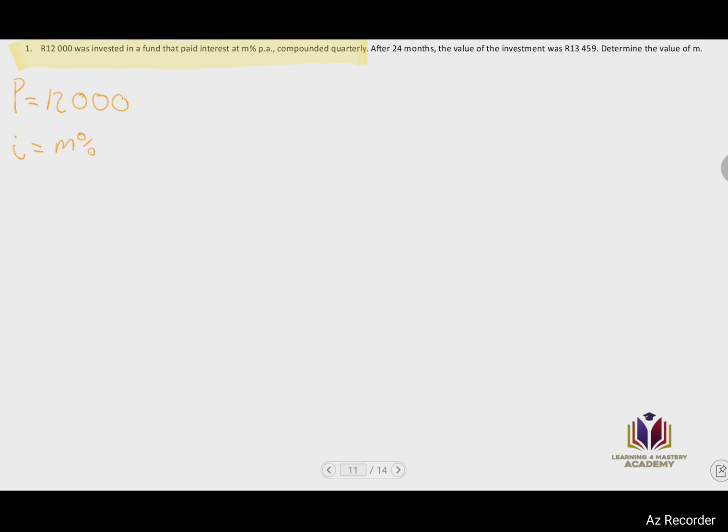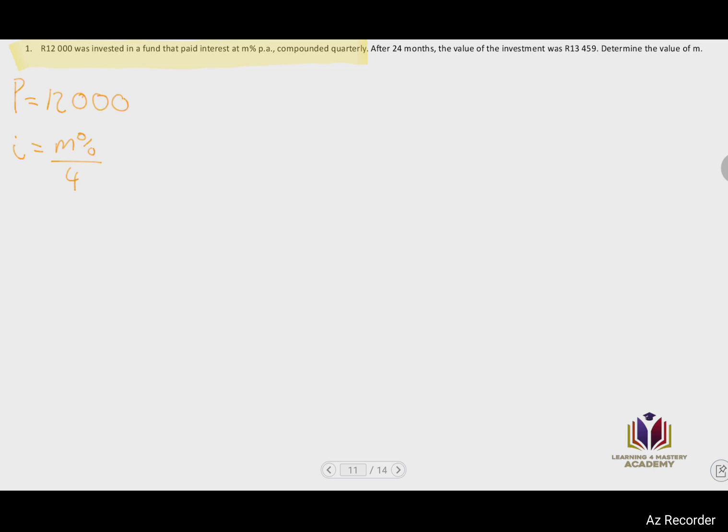Right? But they said that it's compounded quarterly, right? So you're going to say, oh, okay, it means that it's divided by what? Divided by 4, because how many quarters do we have in a year? We have 4 quarters, okay? So it's compounded quarterly, therefore we divide the interest rate by 4 because it means we're going to earn interest 4 times in a year, okay?